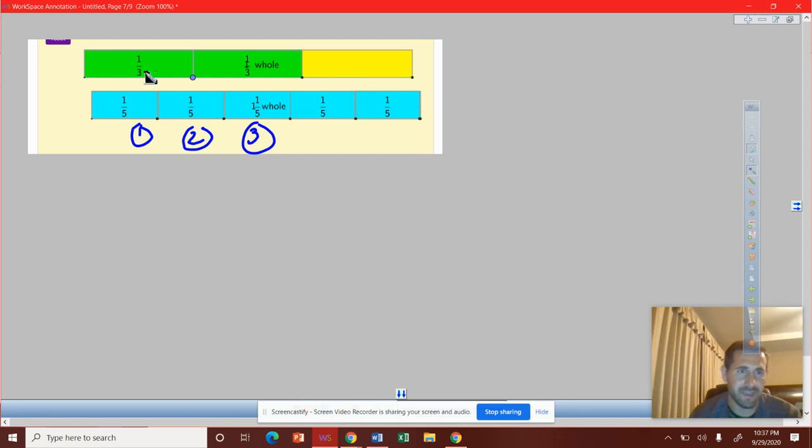What we need to do is find that common denominator with 3 and 5, and it would be 15. So we would need to turn this into pieces of 15. So that means for every third, we're dividing it into 5 pieces. And for every 1/5, we're dividing those into 3 pieces. And then from there, you could see, boom, we had 1, 2, 3, and 1/3 of 1/5.